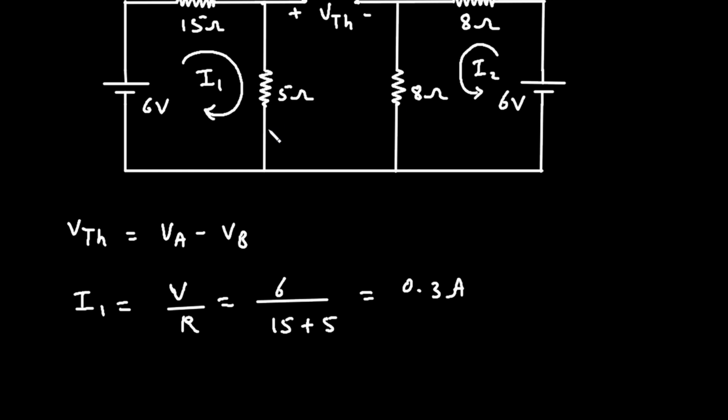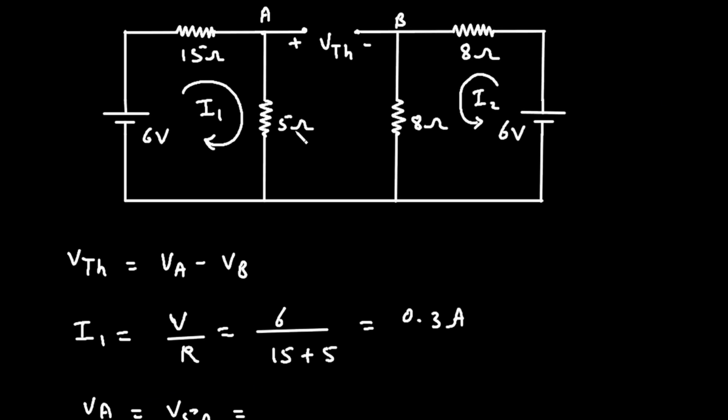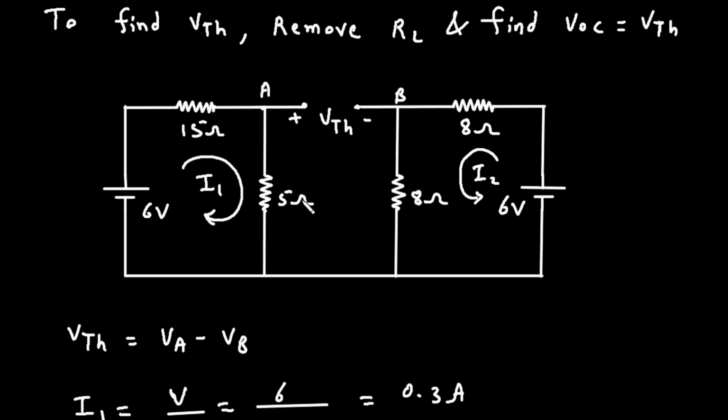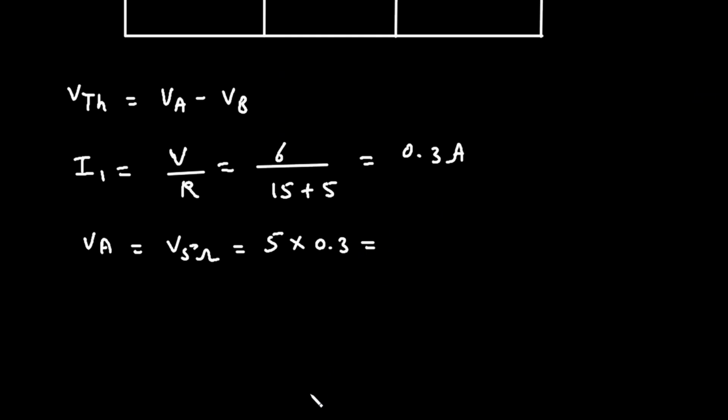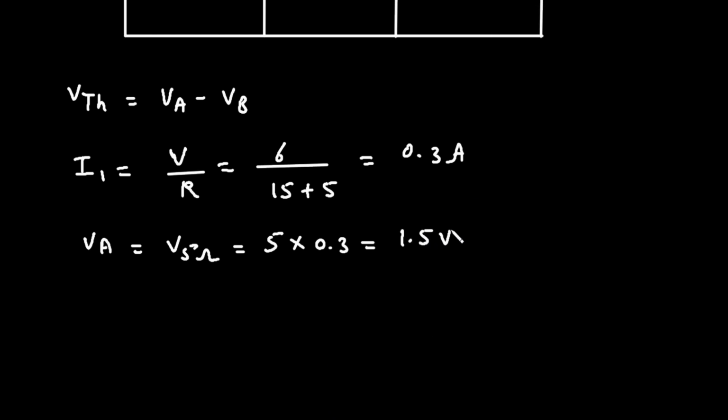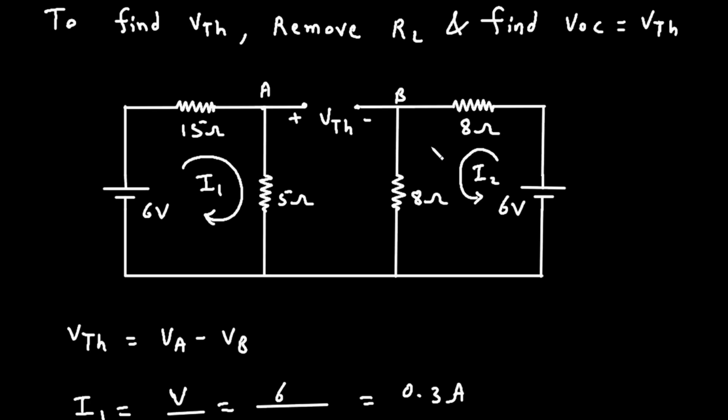So therefore voltage across this 5 ohm will be VA is equal to V5 ohm is equal to 5 multiplied with 0.3. What we have to do? We have to multiply I1 with this resistance value. Then we get the value of the voltage across this 5 ohm. So it will be 5 into 0.3. It is 1.5 volt. Then next, similarly we will do this for I2. So first we will find the value of I2.